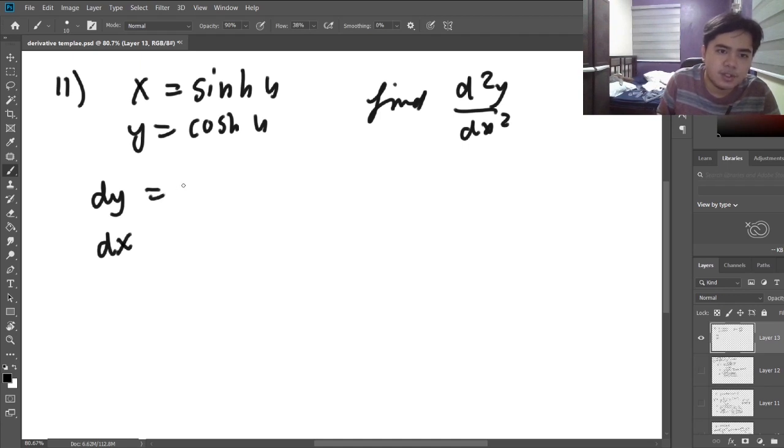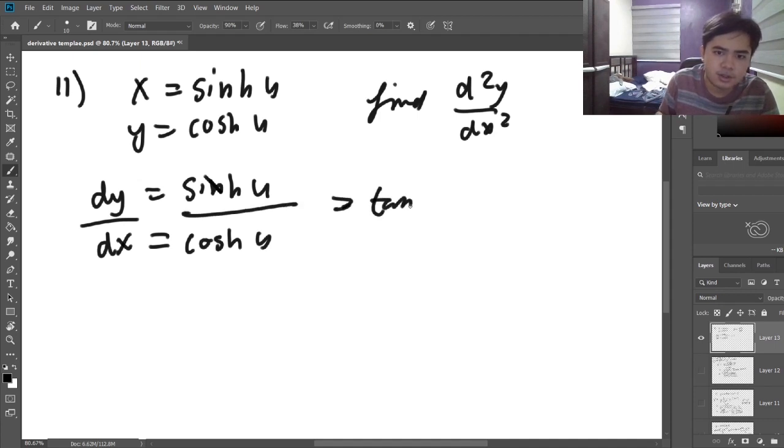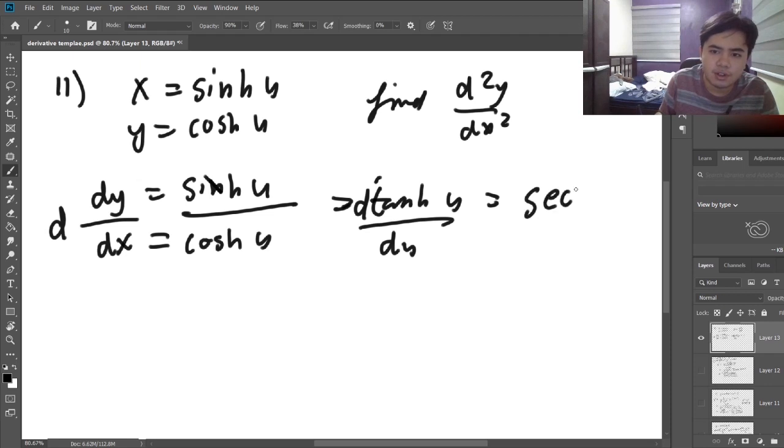dy is the derivative of this one, so this is going to be sinh of u. For dx, it's going to be cosh of u, so dy over dx is going to be tanh of u. So we need to find the derivative of this one first with respect to u. What's the derivative of tanh? That's going to be hyperbolic secant squared u, and in order to find the second derivative, we need to find the derivative of dy over dx over dx.